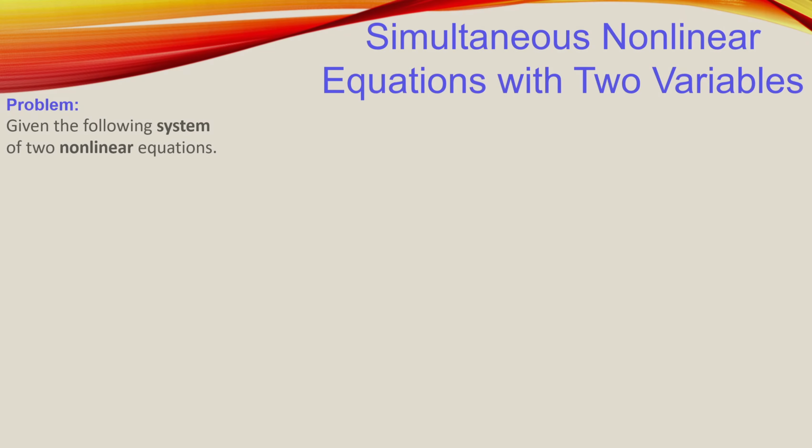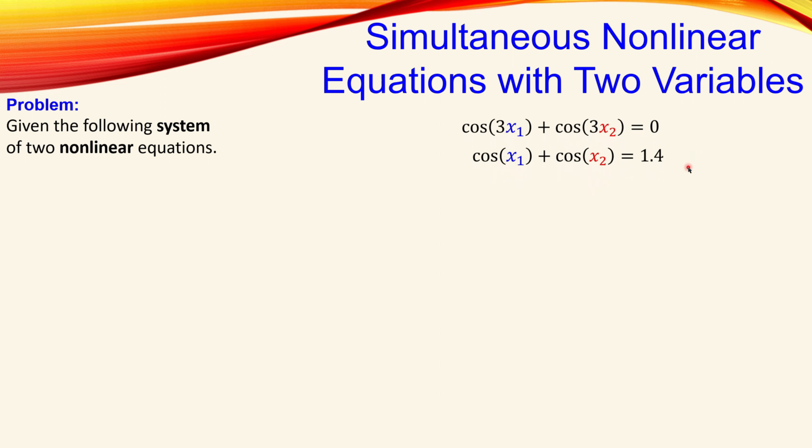So let's look at our example. We have again a simultaneous nonlinear equation with two unknowns, with two variables. This is the example we will use here, and we have x1 and x2 as the unknowns. Let's also designate them by numbers, equation number 1 and equation number 2. So we need to solve for x1 and x2.